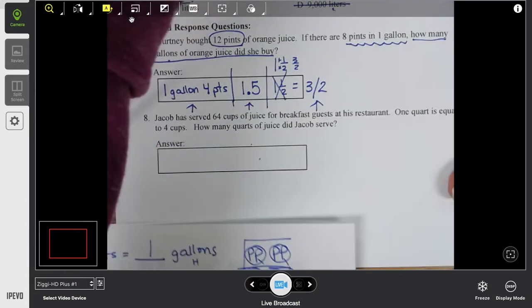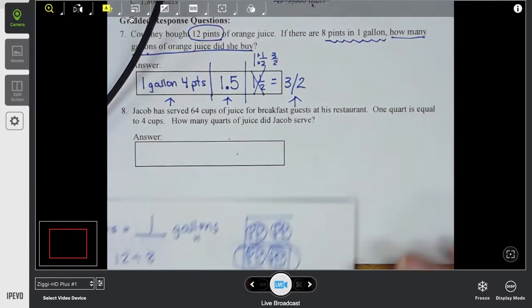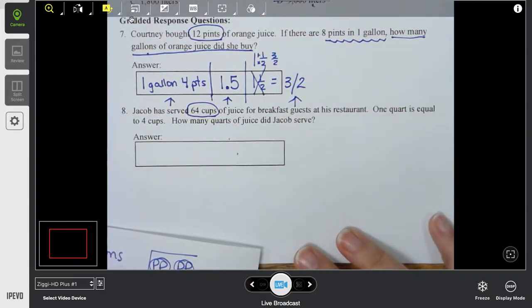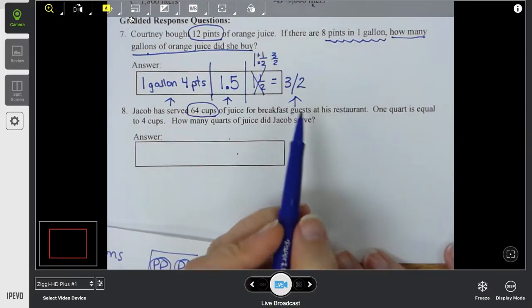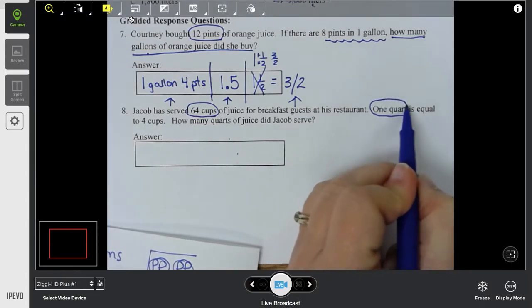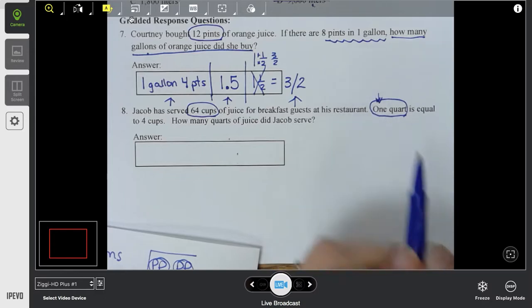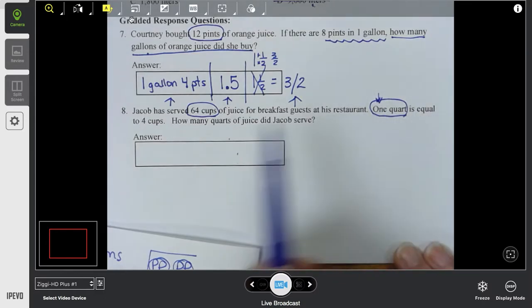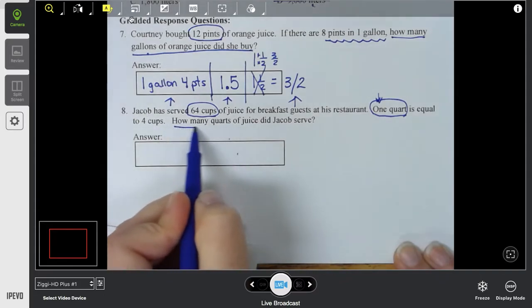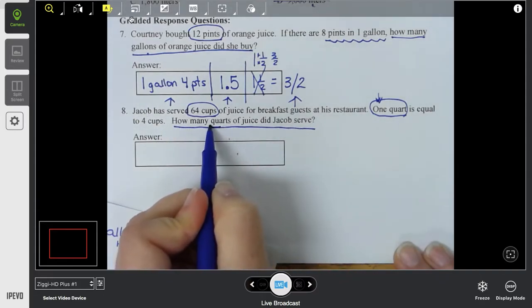Okay. All right, so Jacob has served 64 cups of juice for breakfast at his restaurant. Congratulations on owning that restaurant, Jacob. 1 quart, I tried to sneak a number in that word right there. 1 quart is equal to 4 cups. Yep, we know that. That's a conversion. How many quarts of juice did Jacob serve?